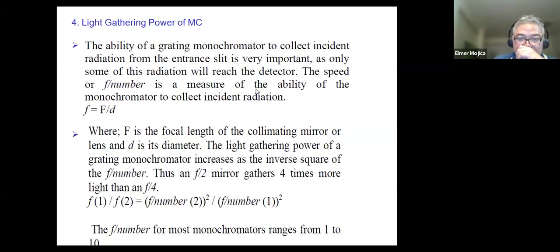So light gathering power refers to how efficiently the monochromator collects and focuses light into the detector. It's like how the monochromator catches the light and directs it where it's needed. So a monochromator with high light gathering power can efficiently collect and focus light into the detector, resulting in better signal strength and sensitivity, while one with lower light gathering power might lose more light. And then what else?